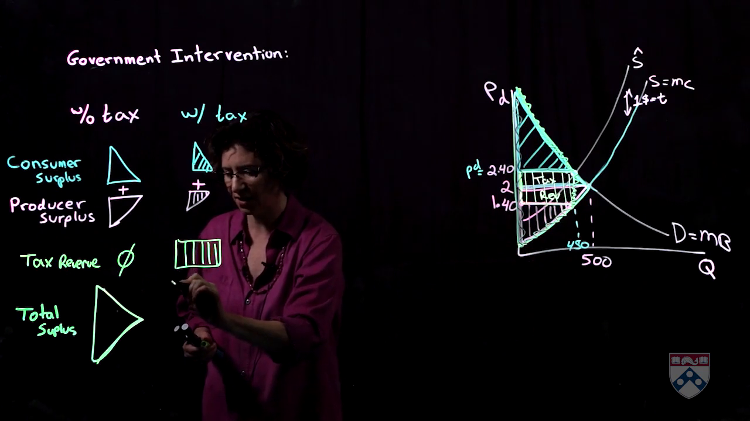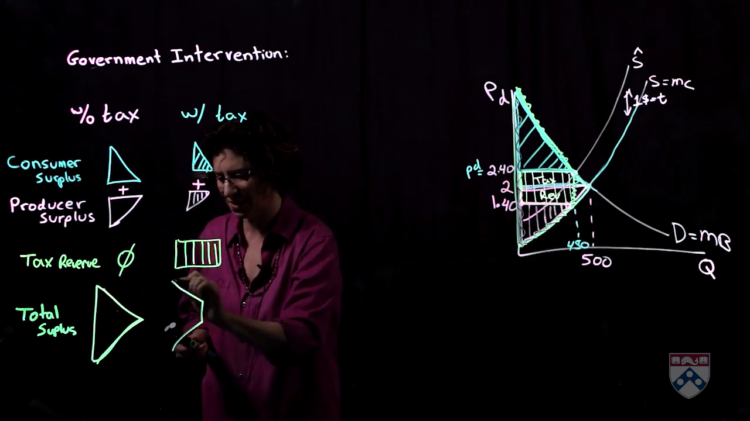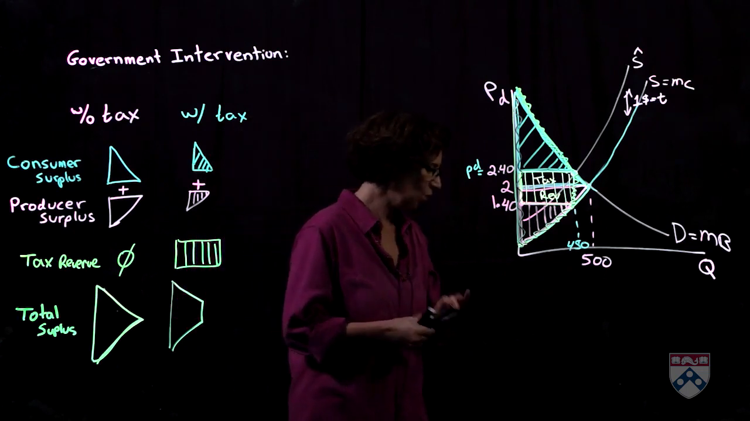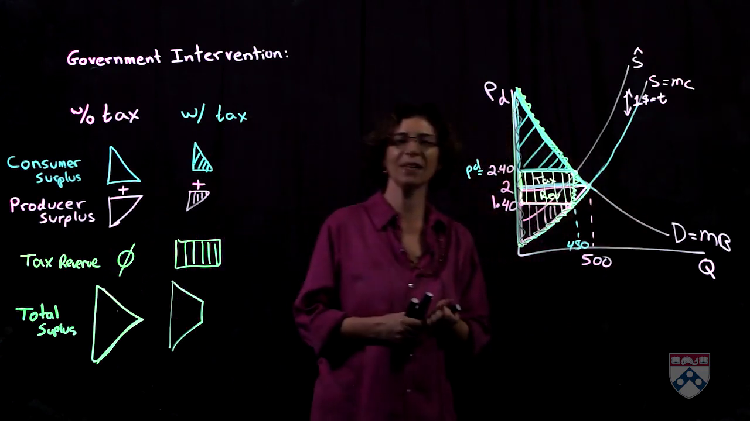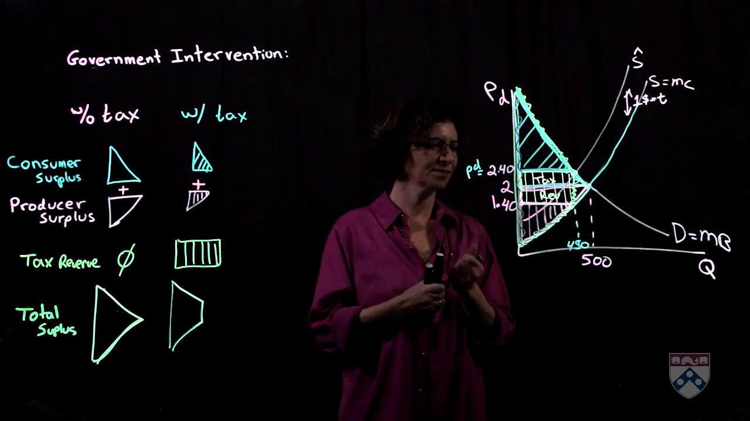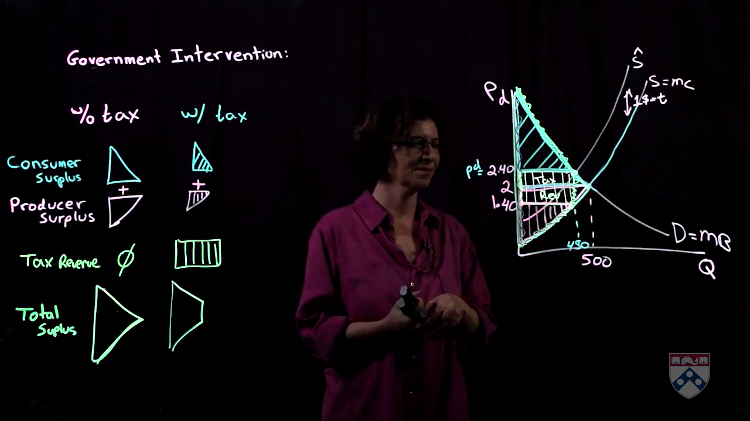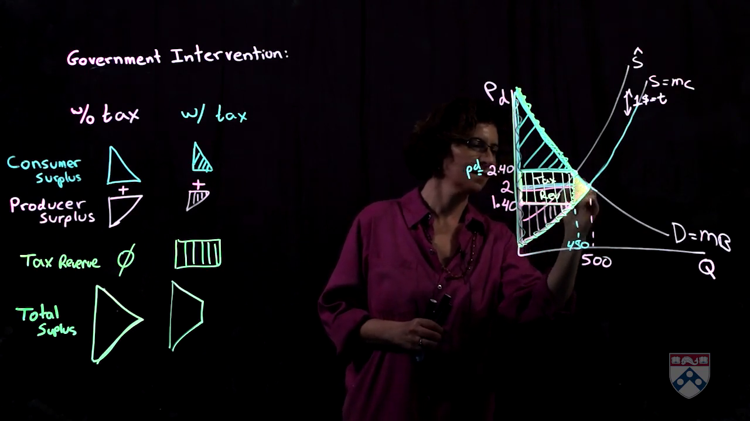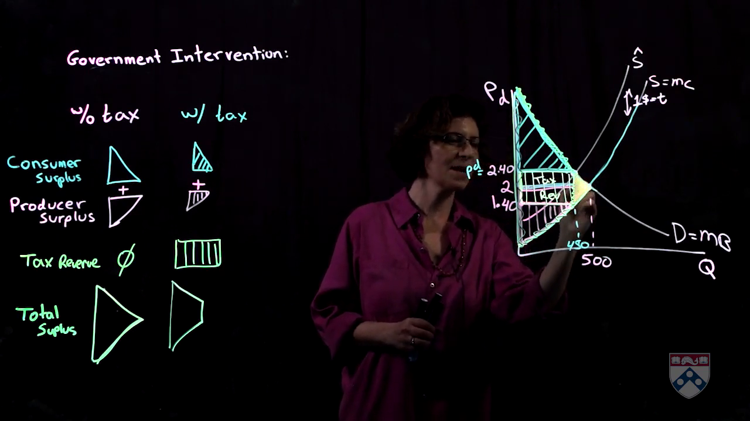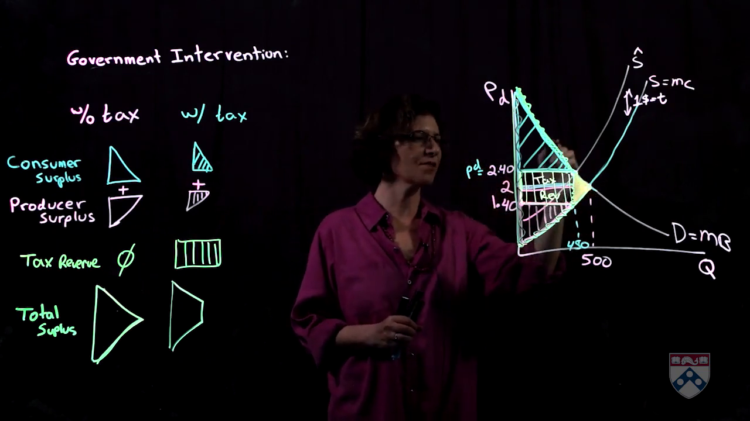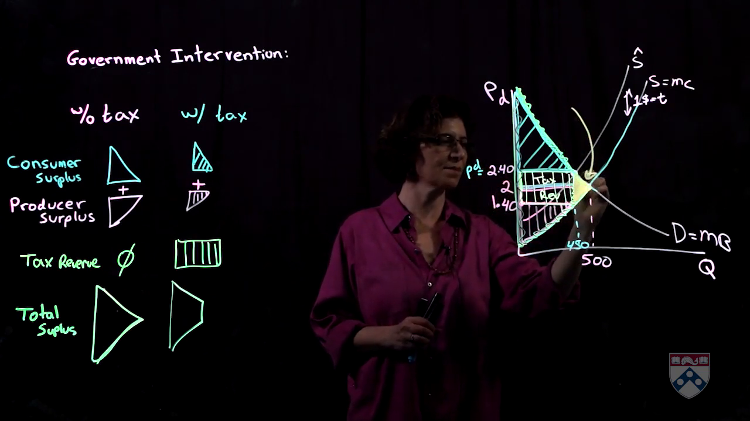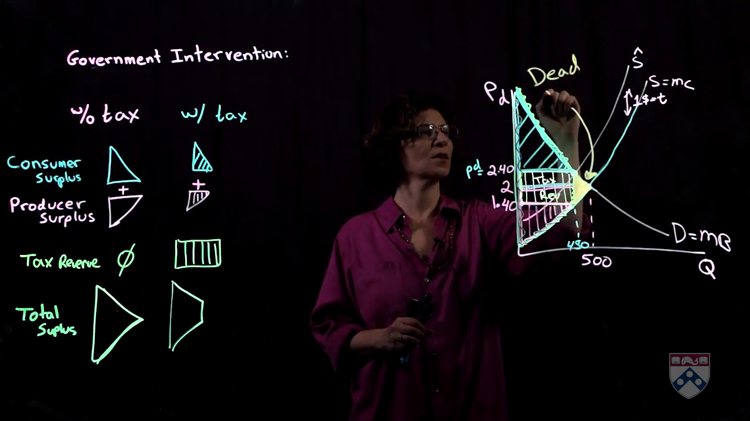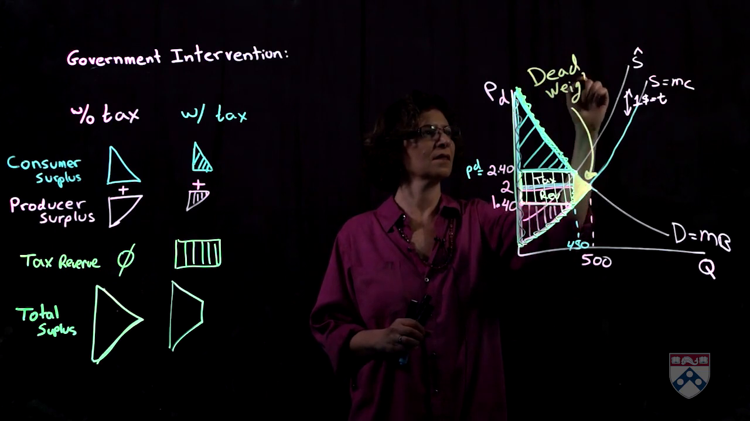It's not really a triangle, right? It's a trapezoid. We've cut off a little bit of the triangle there. What is the part that we cut off? Well, we can see it graphically. Right here. This is the amount of surplus that's deducted from the economy through the tax system. And this area is called dead weight loss.